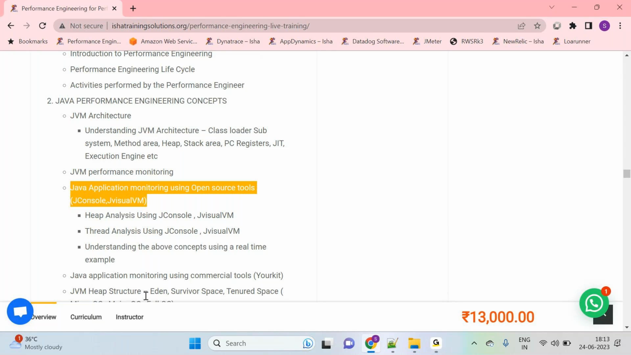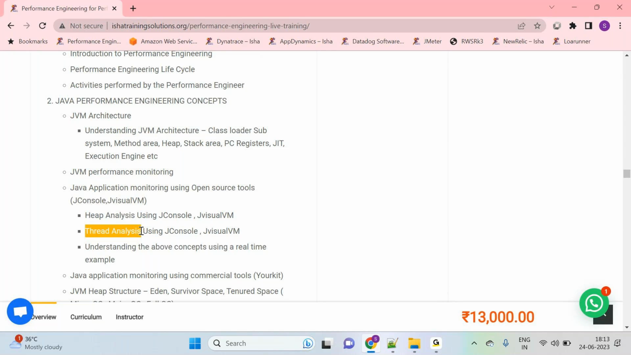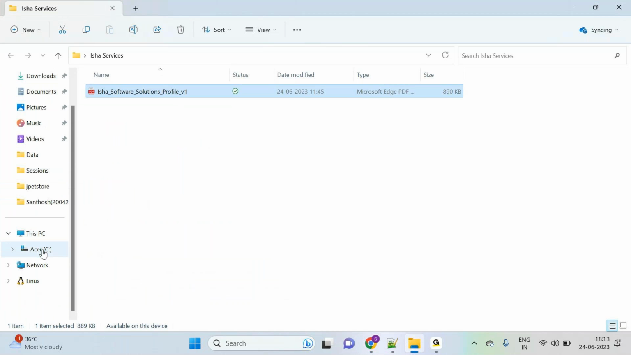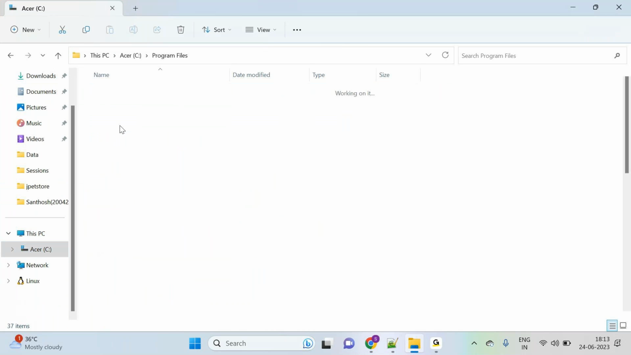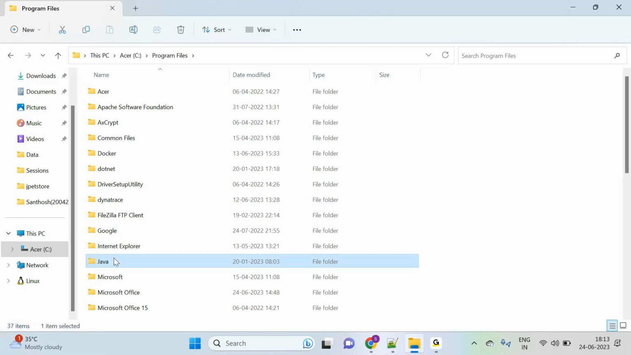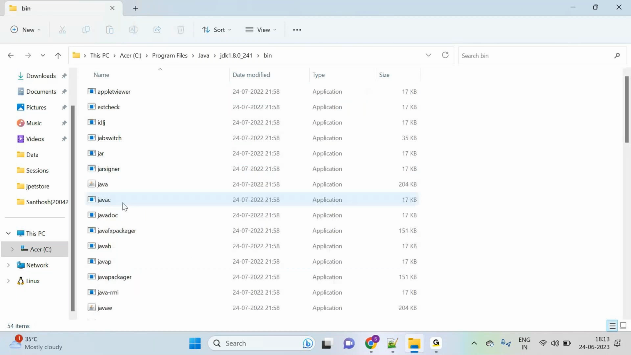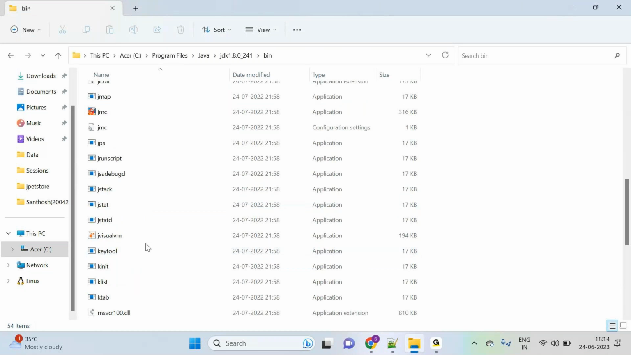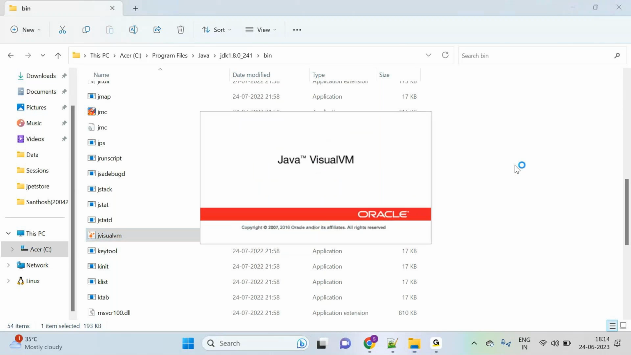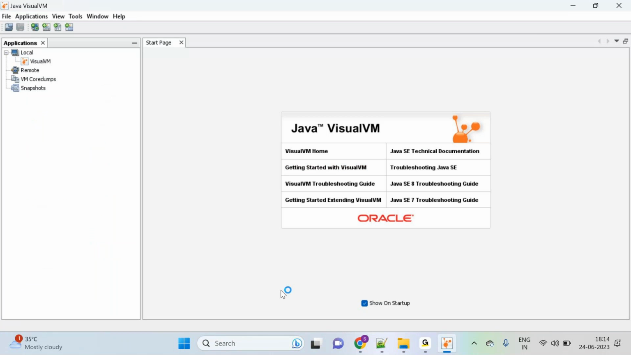Using these two utility tools, we are going to learn about heap level analysis and thread level analysis with a real time example. Basically, why are we using these two tools? For JVM monitoring. For example, I'll quickly go to my C folder, Program Files, Java, JDK, bin folder. Inside my bin folder, I'm simply opening my JVisualVM tool. I'm launching the JVisualVM tool.